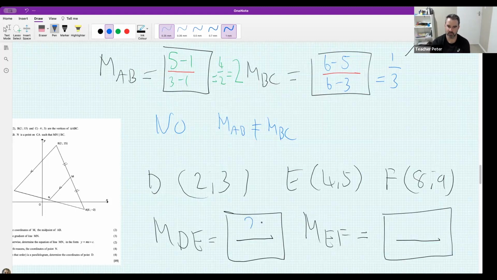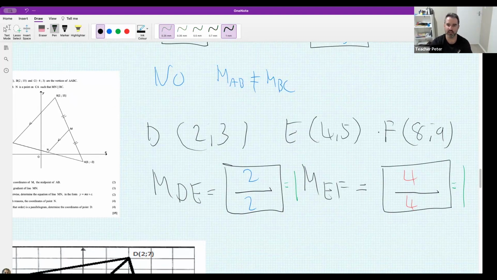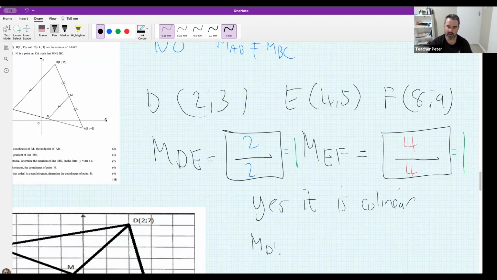So 5 minus 3 is 2. 4 minus 2 is 2. And then over here, 9 minus 5 is 4. 8 minus 4 is 4. So both of these seem to have the gradient. Well, not seem to. They do have the gradient 1. So is D, E, and F collinear? Do the points fall on the same line? Well, yes, it is collinear. And it's because the gradient of DE equals the gradient of EF.